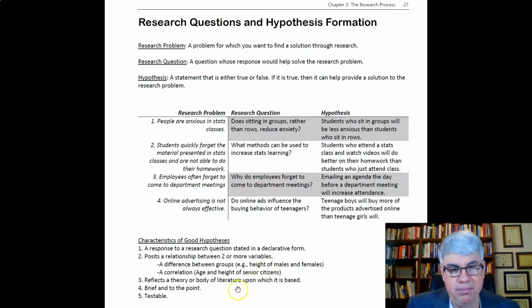The hypothesis should be brief and to the point. It should be only 1 sentence. It should be really clear. The variables should be clear. And 5, it's got to be testable. We've got to be able to go out and collect data. We can collect data on how people are sitting, and we know how to measure people's anxiety. We can give them a state anxiety form, and that will help us get our data. So these are characteristics of a good hypothesis. And if the hypotheses don't meet these criteria, they need refining until they are good hypotheses.